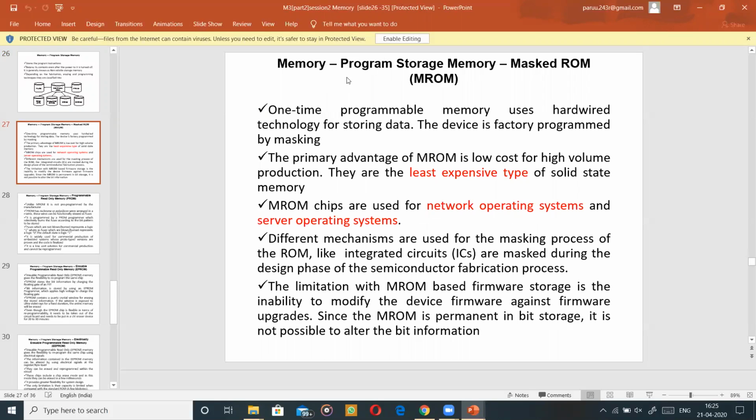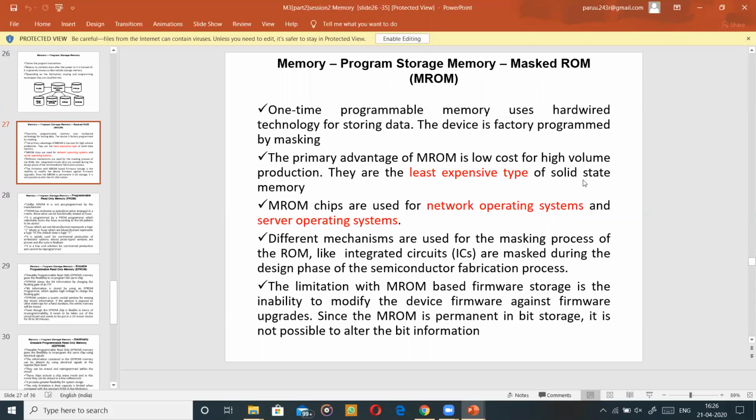So we'll start from MROM. What is this masked ROM? It is a one-time programmable memory. This uses hardwire technology. This part of ROM we have not come across yet, because this particular MROM is meant for programs. It is programmed by masking. The primary advantage of MROM is low cost and high volume of production. It is widely used in mass production and is the least expensive type.